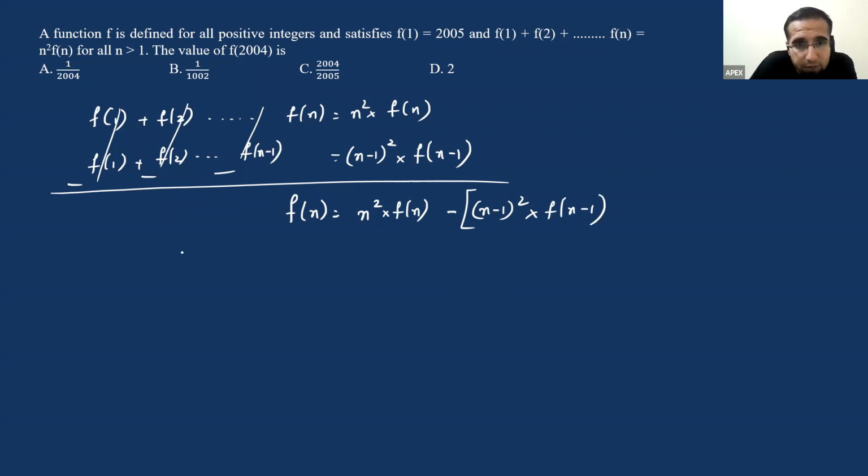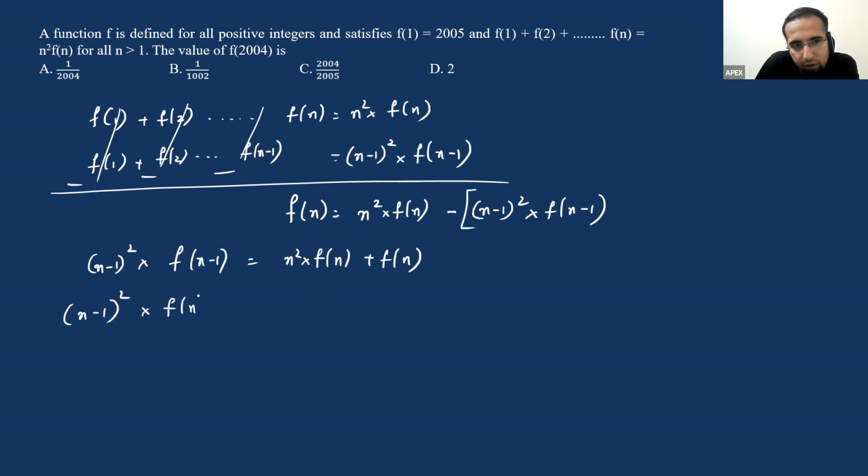Clear? So this becomes (n minus 1) whole square into f of (n minus 1), which is equal to n square into f of n plus f of n, which can now be written as (n minus 1) whole square into f of (n minus 1), which is equal to f of n common. This gives you n square minus 1. So finally, what can we look at?